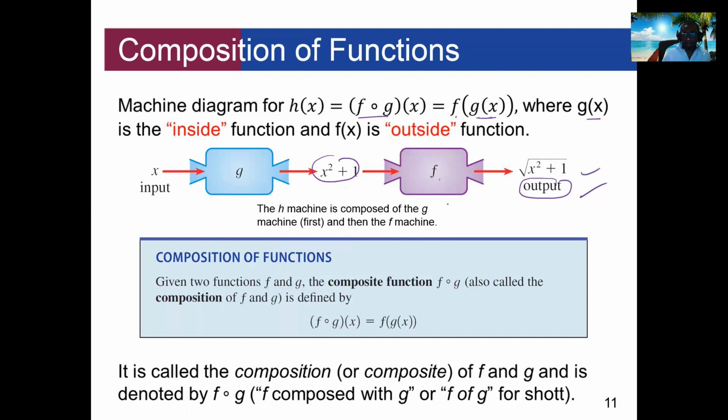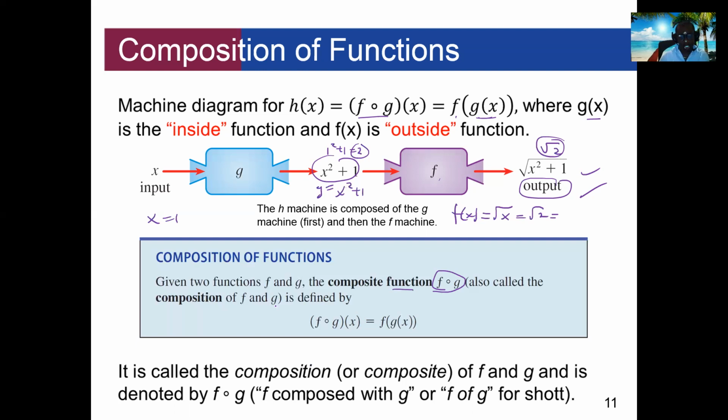So in this case, f is the square root of x, where g of x is equal to x squared plus 1. Quick example: if x is equal to 1, then I have 1 squared plus 1, which is 2, and then the f takes that 2. So this becomes the square root of 2, and my output will be the square root of 2. See that?